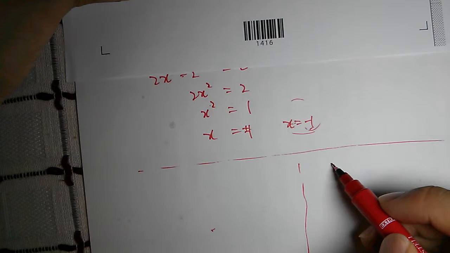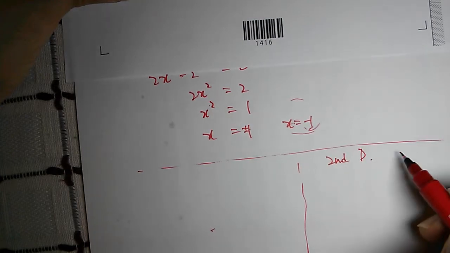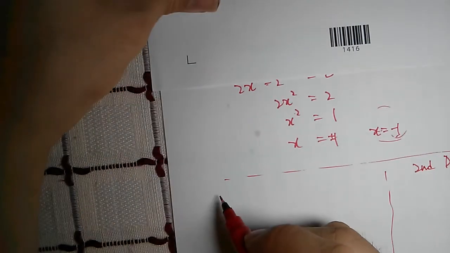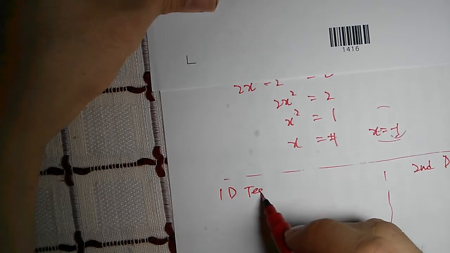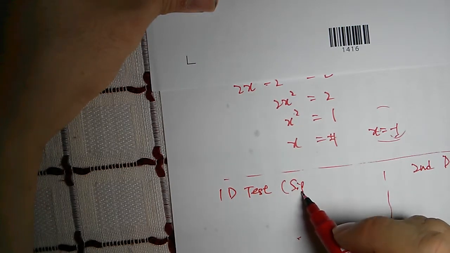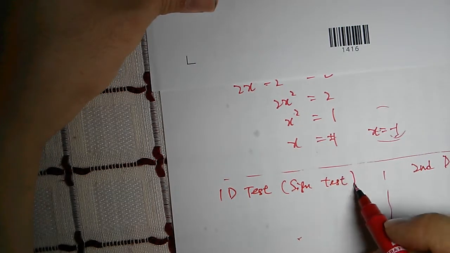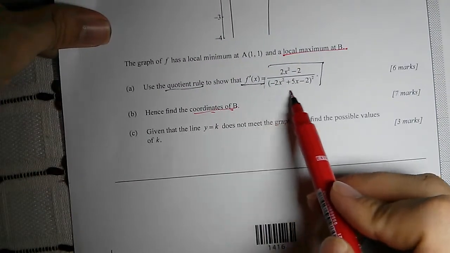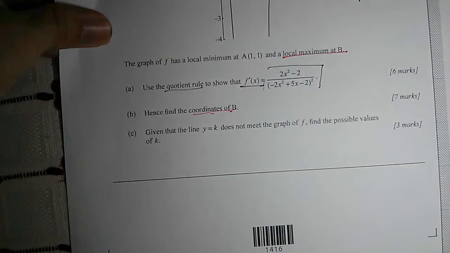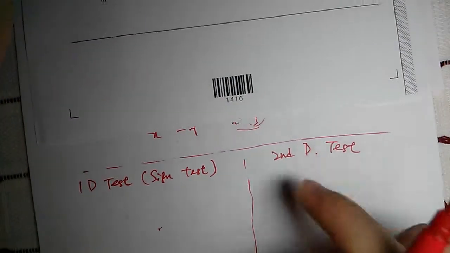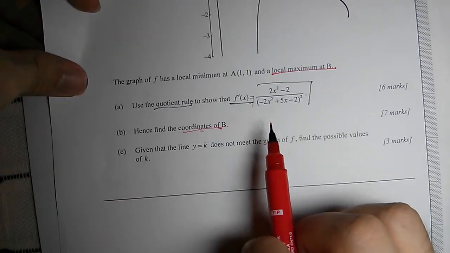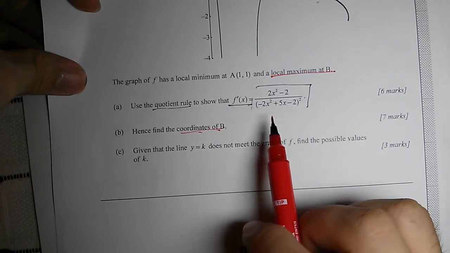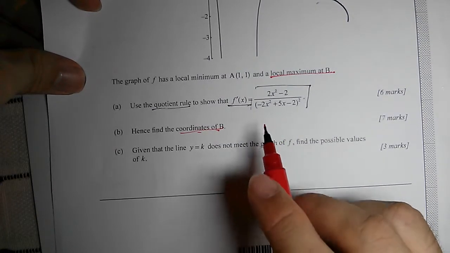You either do the second derivative test, or you do the first derivative test, the side test. We'll do a side test. Due to the fact that the first derivative is already a fraction, if I want to get the second derivative, I need to differentiate this again. It's not easy to differentiate fractions, so I probably won't choose the second derivative.